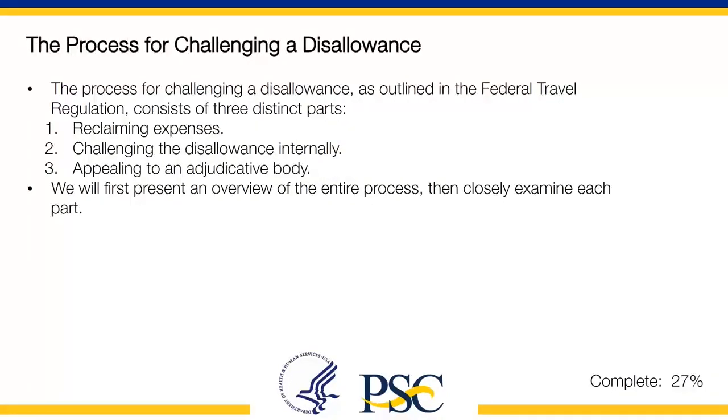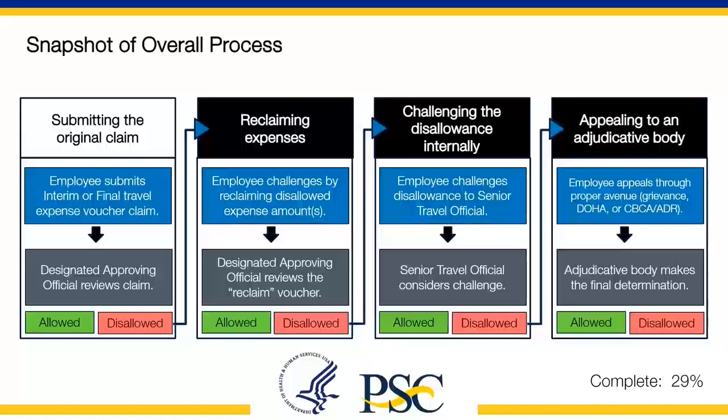The process for challenging a disallowance, as outlined in the Federal Travel Regulation, consists of three distinct parts. 1. Reclaiming expenses. 2. Challenging the disallowance internally. 3. Appealing to an adjudicative body. We will first present an overview of the entire process, then closely examine each part. This flowchart provides an overview of the appeals process beginning with the submission of the original claim to the final determination. Pause the video and take a moment to review.